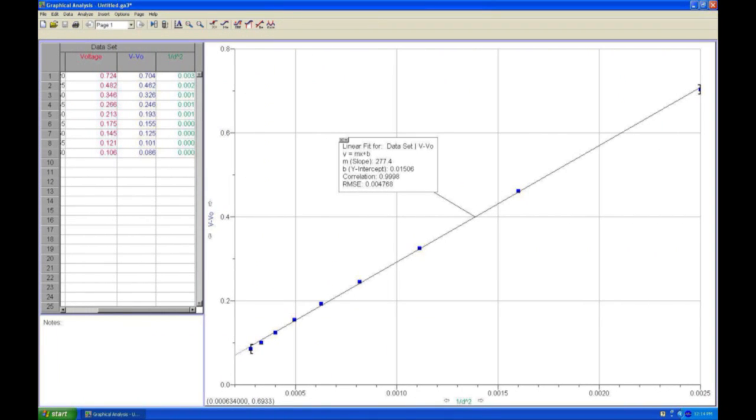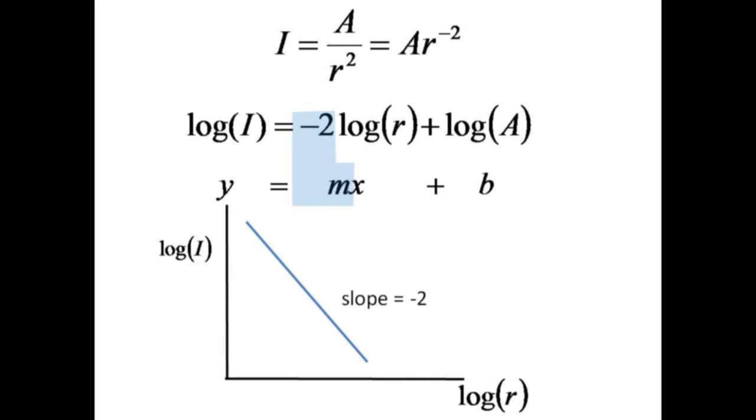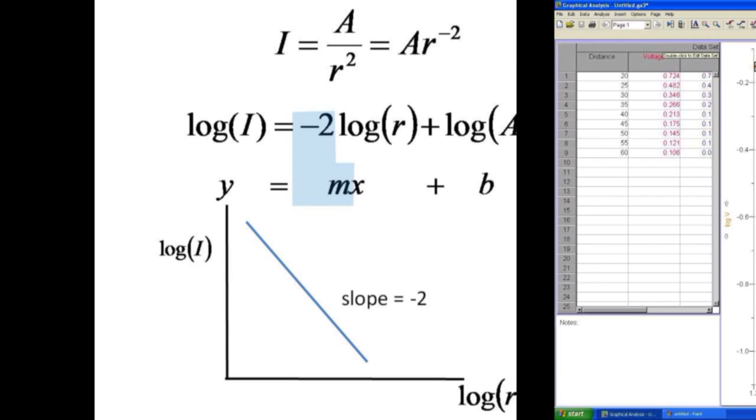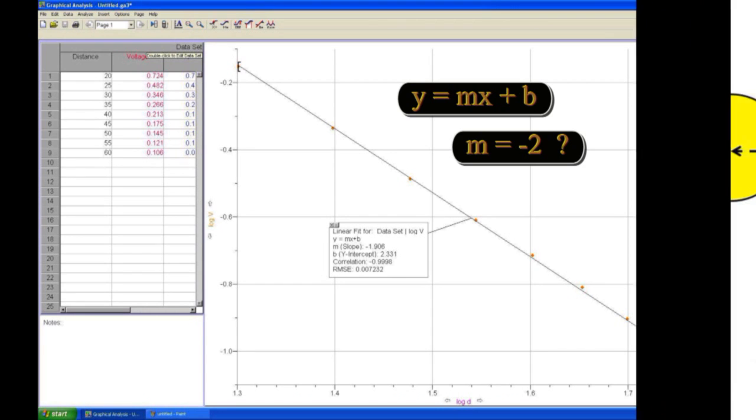Plot intensity versus 1 over r squared. This is expected to be a straight line. The correlation coefficient will indicate how nearly straight the data is. Remember that plotting the log of intensity versus the log of distance is expected to be linear with a slope of -2. Here is what the log-log graph might look like.